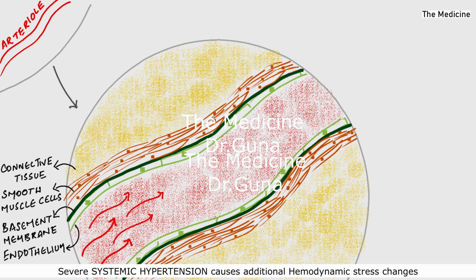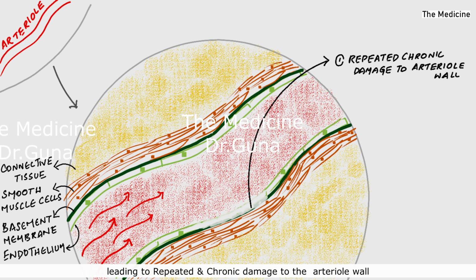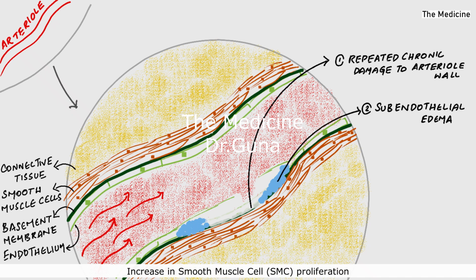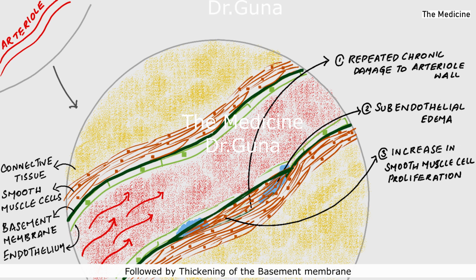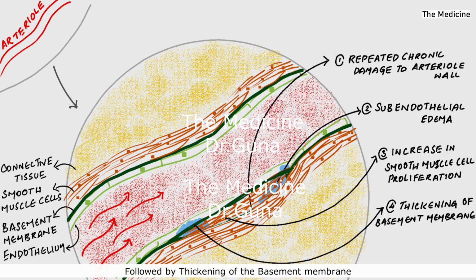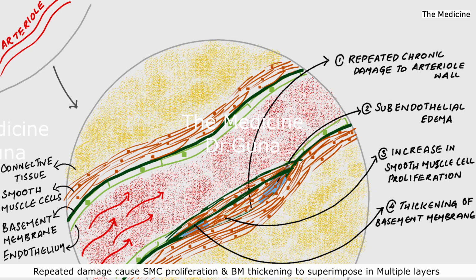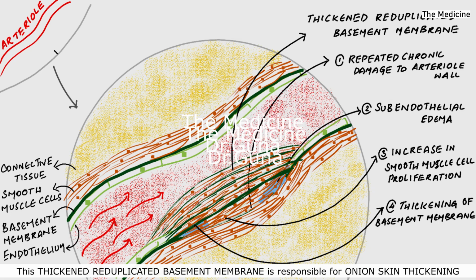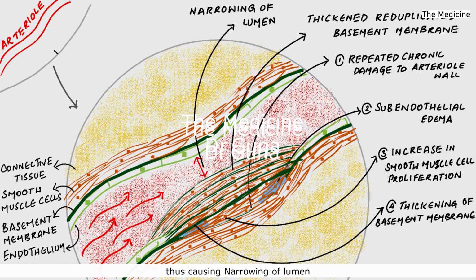Severe systemic hypertension causes additional hemodynamic stress changes, leading to repeated and chronic damage to the arteriolar wall. This causes a subendothelial edema and increase in smooth muscle cell (SMC) proliferation, followed by thickening of the basement membrane. Repeated damage causes SMC proliferation and basement membrane thickening to superimpose in multiple layers. This thickened reduplicated basement membrane is responsible for onion skin thickening and thus causes the narrowing of lumen.